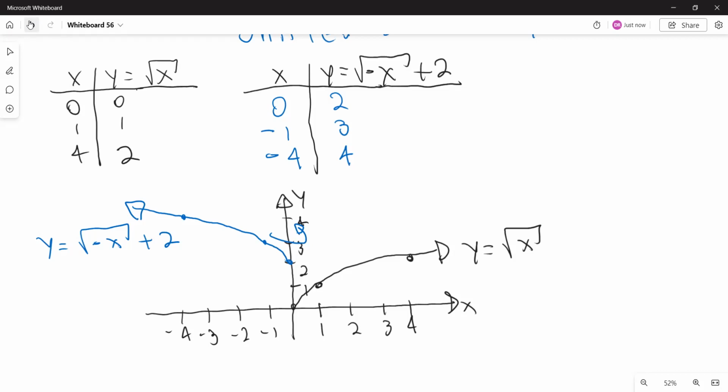Oh yeah, today this tablet is not letting me undo things.